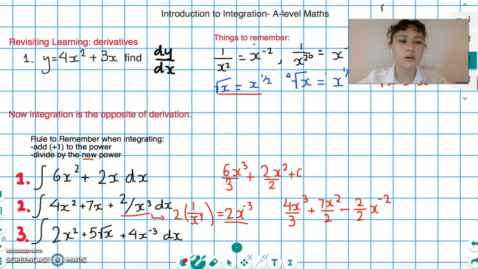Using the formula that we have up here, we will simplify this expression here. So that would be 4x to the power of 3 plus 7 over 2. How do I fit this in? Squared. Minus 1 over x squared. And don't forget the plus c. I'm just going to write the plus c here because I don't have room.